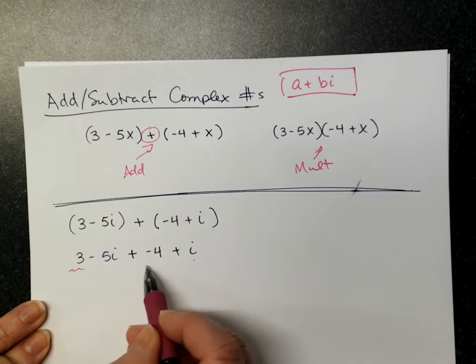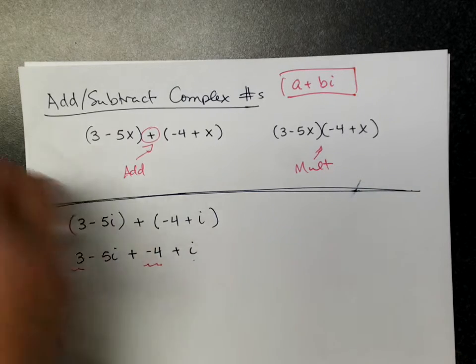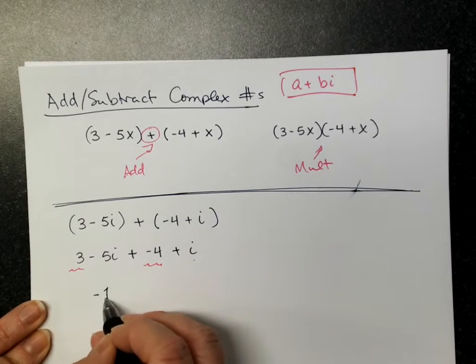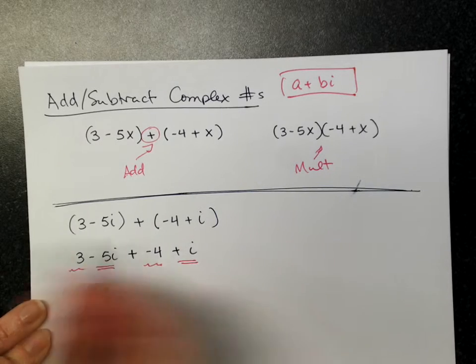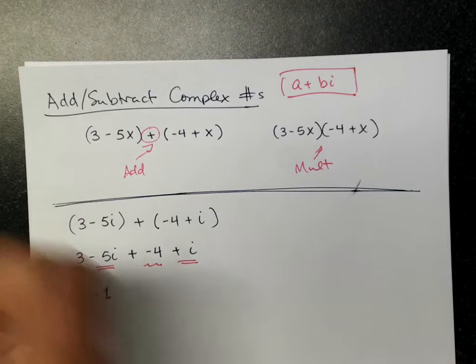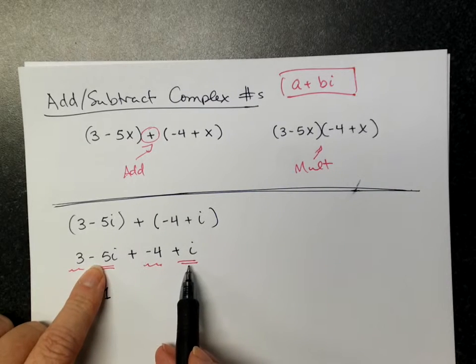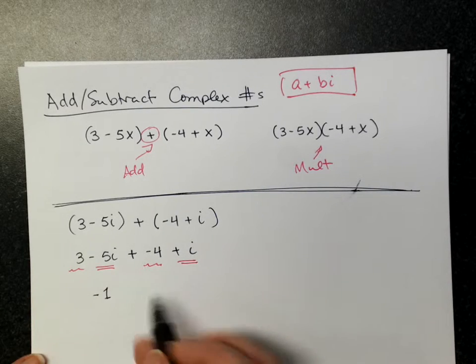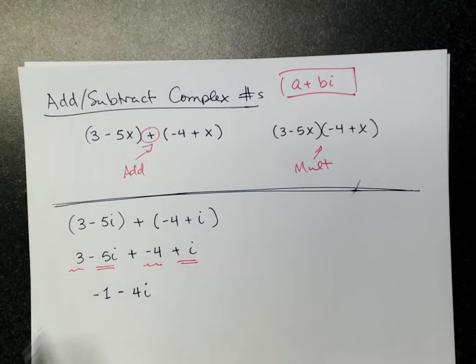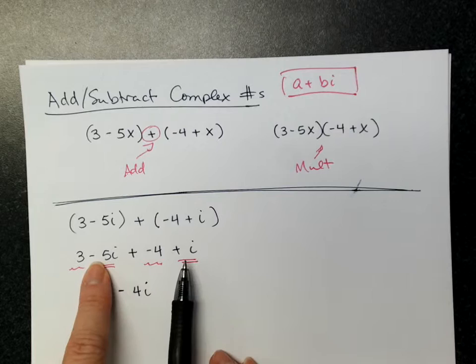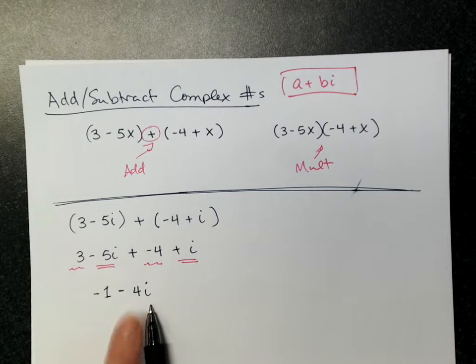Right. So we'll do the numbers first. Those are like terms. And then our i's are like terms, so we just do, what is negative 5i plus i? Right, negative 4i. Because all we did, they're like terms, so we just did negative 5 plus positive 1 is negative 4. It's still an i. It's not an i squared.